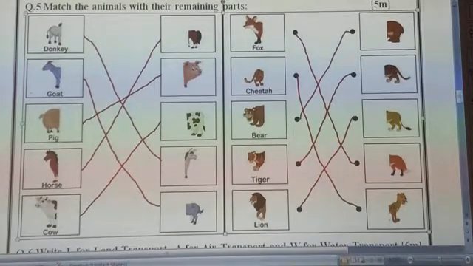Next is, this is half part of goat and this is remaining part of goat. So we have to match half part of goat with remaining part of goat. Next is, this is half part of pig and this is remaining part of pig. So we have to match half part of pig with remaining part of pig.